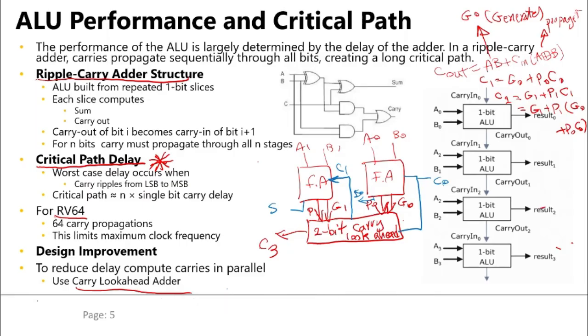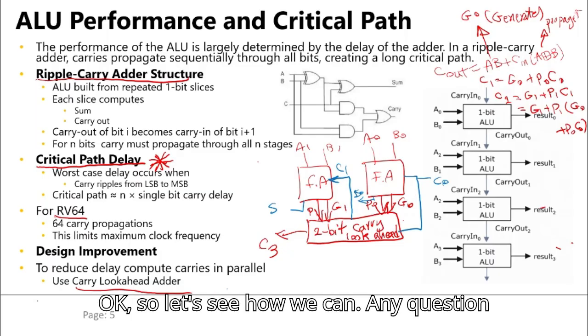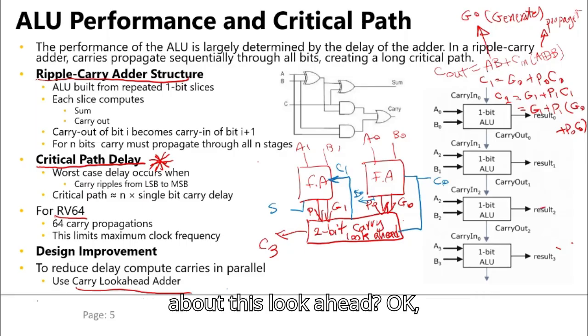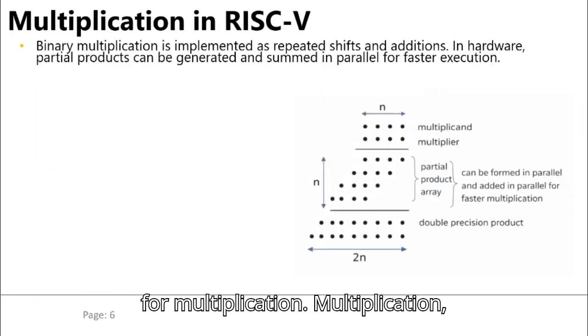Maybe for an adder, this is not visible, but imagine you're multiplying 64-bit with 64, and you need to add 64 times, and that's going to be complex. Okay, so let's see how we can. Any question about this carry look ahead? Okay, so let's go for multiplication.